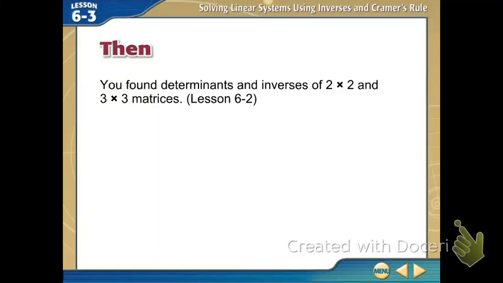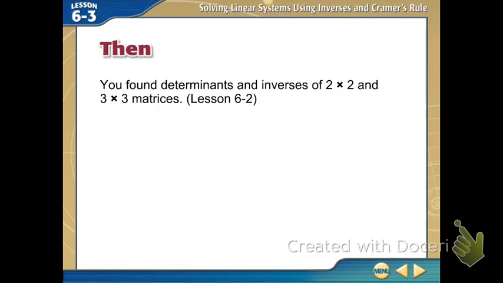So in the previous lesson, you were looking at 2 by 2 matrices and 3 by 3 matrices. And for the most part, you were just trying to solve some mechanics, right? So how do I find an inverse? What is an inverse? How do you find the determinant?